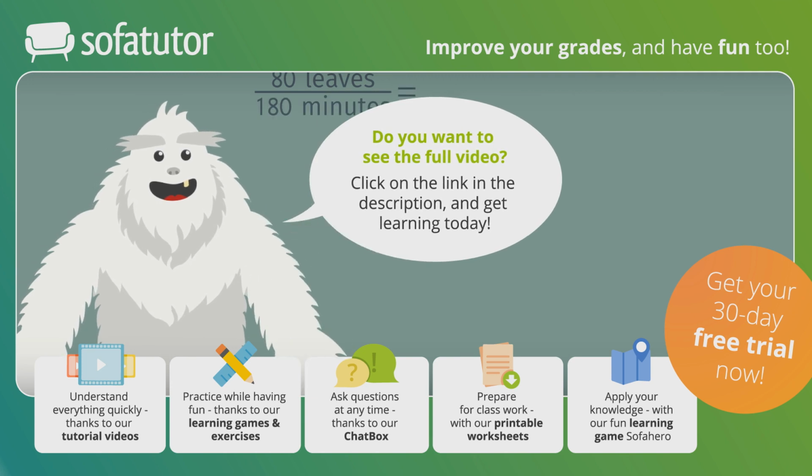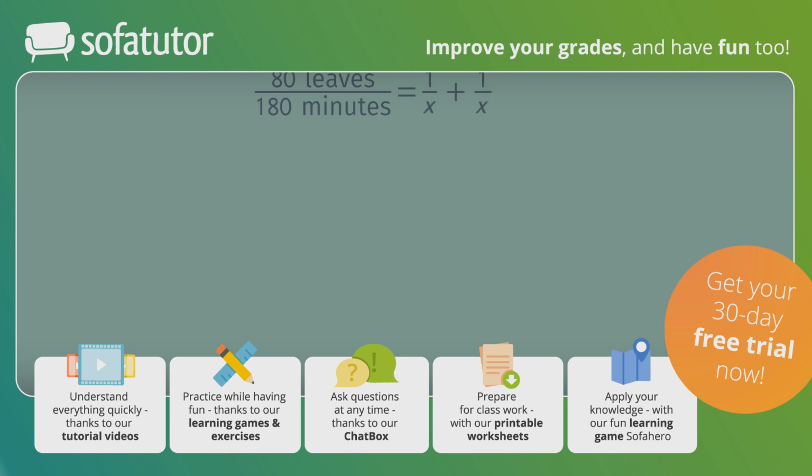Although they can weave leaves at the same unknown rate of 1 over x, Grandpa needs a bit of a breather after every leaf, changing his rate to 1 over x plus 6. How long do they have to weave each leaf?